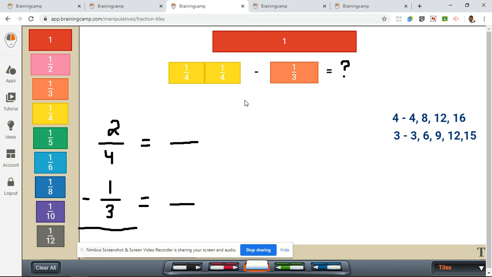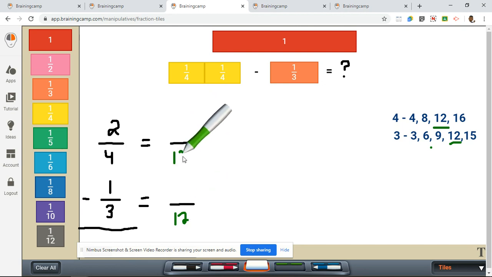All right, let's check out another problem. Here I have 2/4. But now I'm going to subtract a third from it. Again, I don't have the same denominator, so I need to find a common denominator. So what I have in common between 4 and 3, the first multiple is 12. So that's going to become my new denominator.